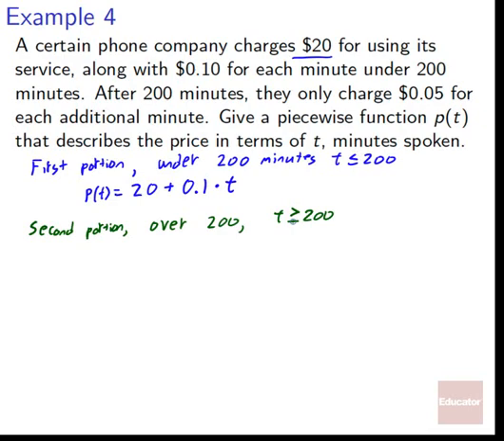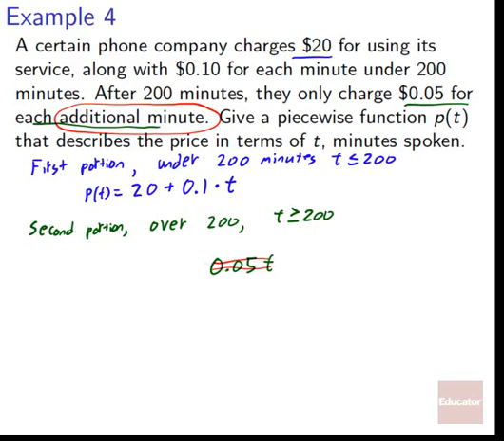We know that it's going to be 5 cents for each additional minute. So our first thought might be, great, easy. It's going to be 0.05t. Not true. This is not going to be the case. Why not? Because it's for each additional minute. So it's for each additional minute over 200. So after 200, you get charged at 5 cents per minute. Before that, you still get charged at the 10 cents.